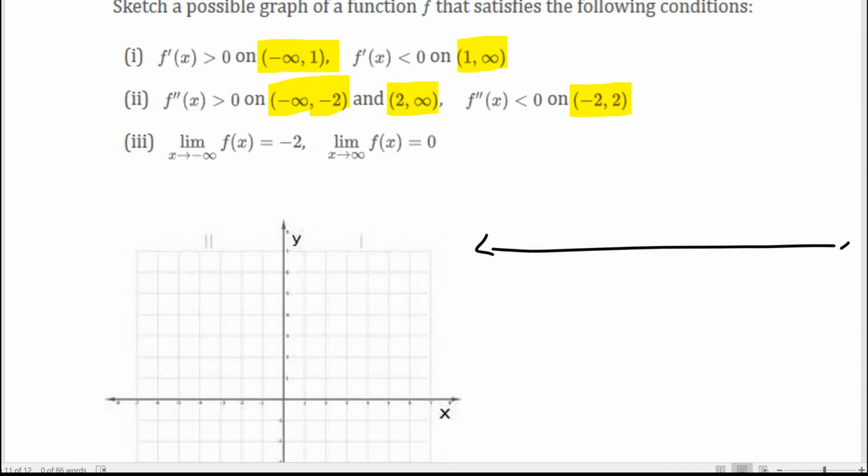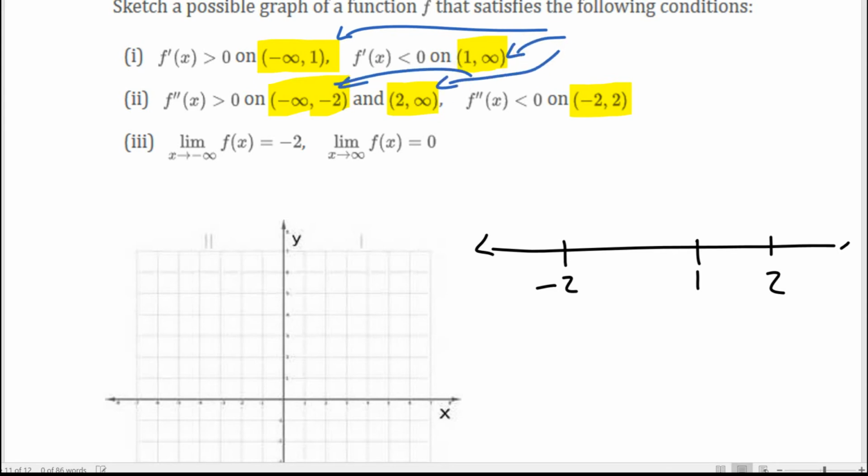Negative infinity, of course, doesn't go on there, but we could have 1 on the number line, from 1 to infinity, so that's still a 1. Then infinity to -2, so -2, and then 2 to infinity, then between -2 and 2. Now remember all of these intervals that I have highlighted, all of these things are x-coordinates.